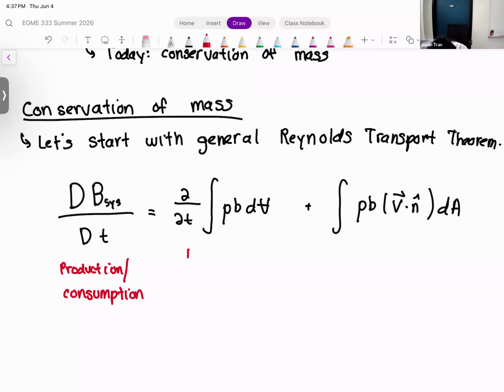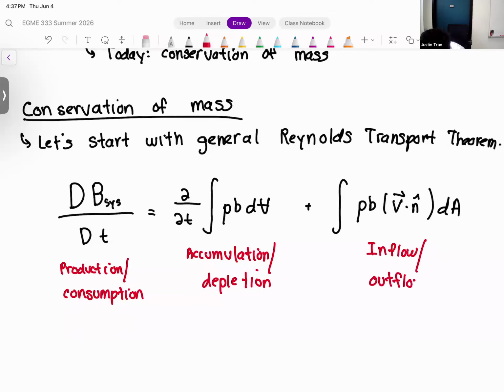So this first term here is the accumulation/depletion term. And this term here is our inflow/outflow term. Okay. Which, if you recall from yesterday, we also called that our flux term.